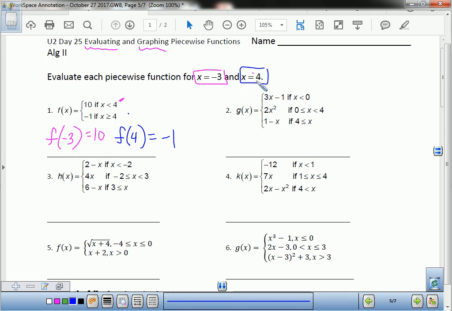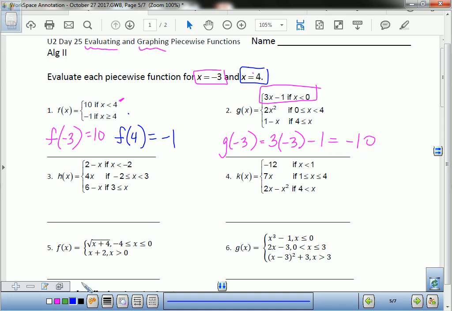All right, so let's take a look again. We're doing the same two values. So this time function g, let's evaluate function g when x is -3. -3 falls into this interval where x values are less than 0 because -3 is less than 0. So this is the equation that we plug -3 into. So 3 times -3 minus 1. 3 times -3 is -9, minus 1 is -10.